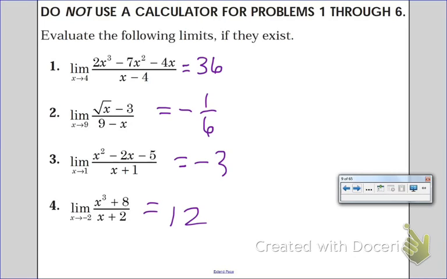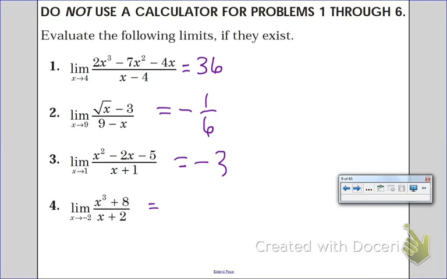The indeterminate form. If I get 0 over 0 or infinity over infinity, that's called the indeterminate form. And I can use a rule called L'Hopital's rule, and it only works if you get the indeterminate form, so only with 0 over 0 or infinity over infinity. L'Hopital's rule says essentially that you can take the derivative of the top and the derivative of the bottom, and then try plugging in the limit one more time.